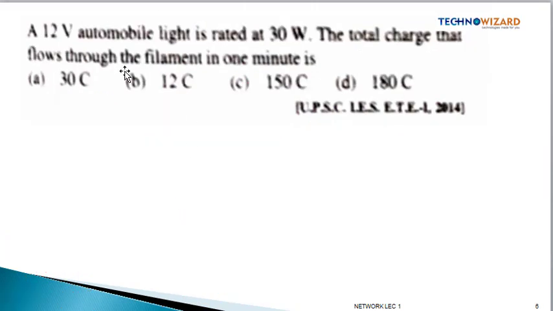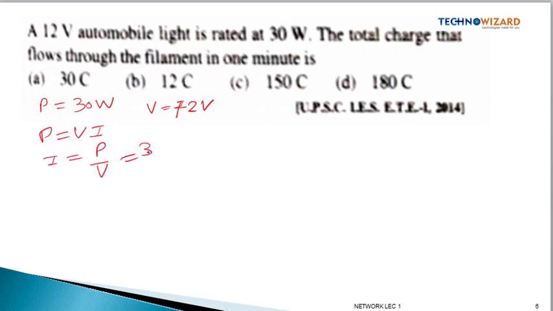A 12 volt automobile light is rated at 30 watt. The total charge that flows through the filament in 1 minute. Okay, so they have given us power, which is 30 watt, and they have also given us voltage, which is 12 volt. So we simply know power is equal to voltage into current. From there we calculate the value of current, that is power by voltage. So 30 divided by 12, which will be 10 by 4, that is simply 2.5 ampere of current.